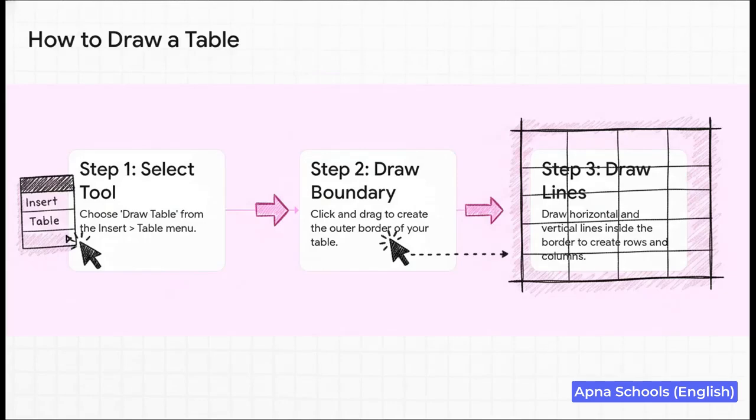And the process itself is really straightforward. You just select the tool, click and drag to draw the table's outer border, and then just draw lines inside for your rows and columns. You get complete creative control over the whole structure.